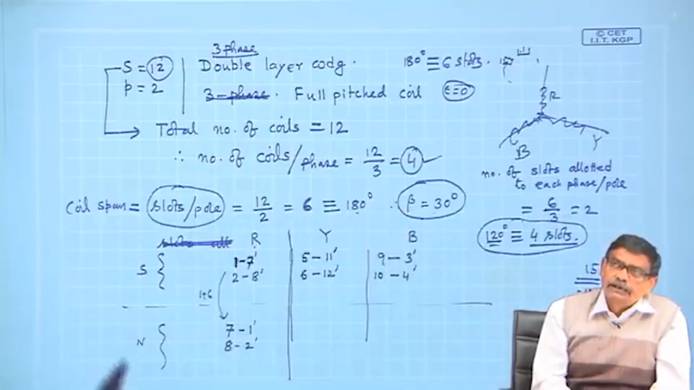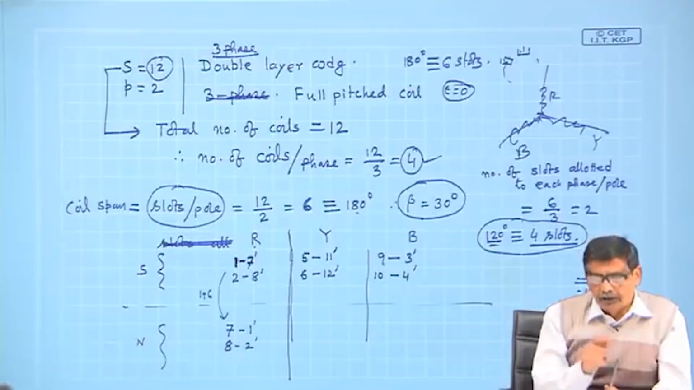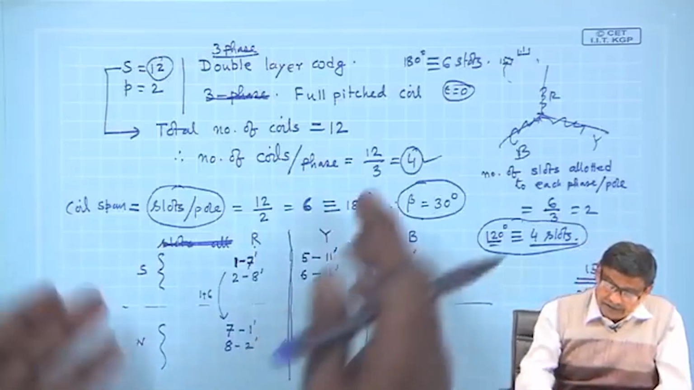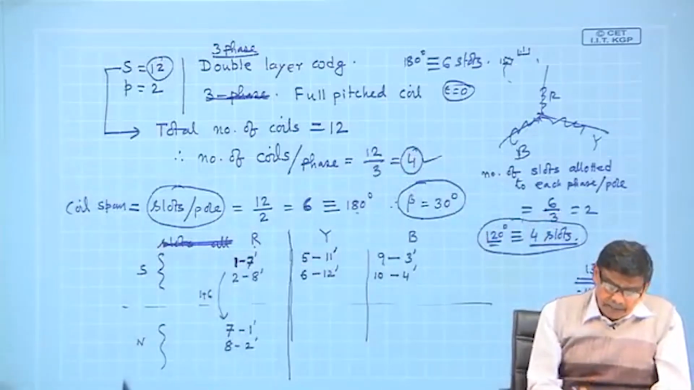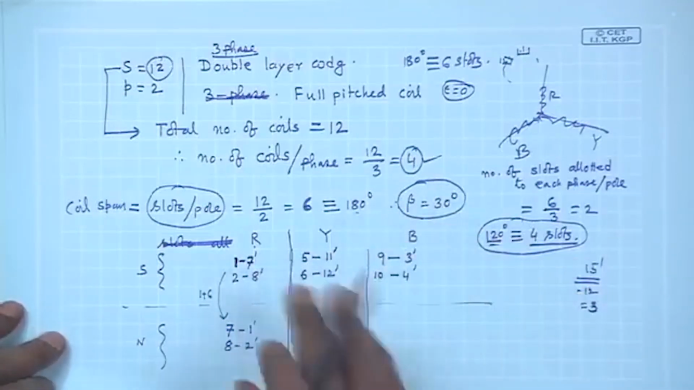Balanced 3 phase winding you want to do, at the end you must come up with 4 coils of R phase, 4 coils of Y phase and 4 coils of B phase. This number 4 is also achieved just like that. But do not forget to calculate beta, what is the slot angle, that is slot pitch.